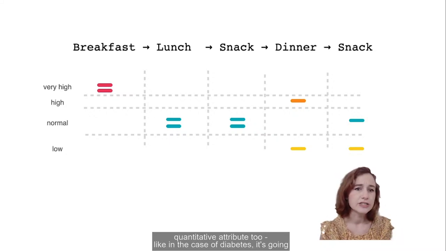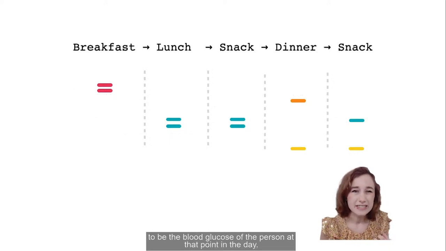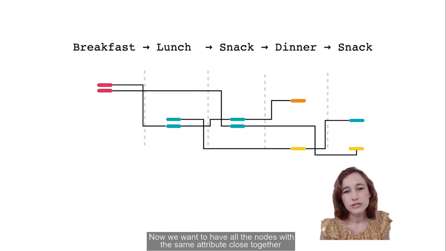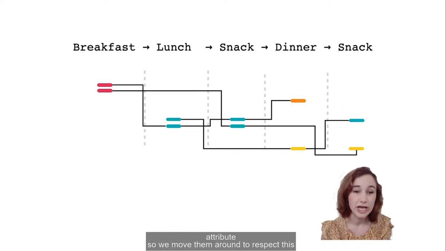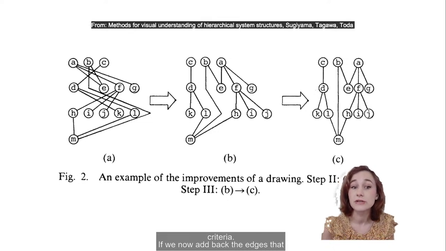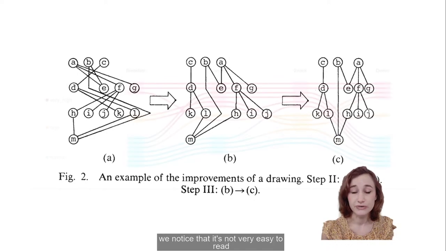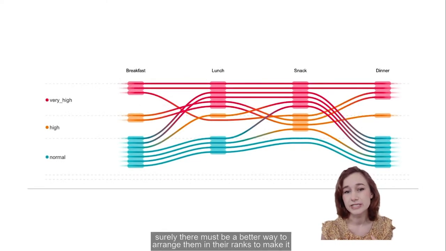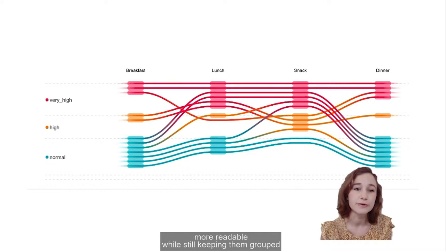If we now add back the edges that connect nodes to the subsequent nodes in the same sequence, we notice that it's not very easy to read. Surely there must be a better way to arrange them in their ranks to make it more readable, while still keeping them grouped together. For this, we use intersection reduction. In this step, we reorganize nodes within the columns in order to make them more readable. Our method is based on the barycentric method, with the difference that we allow grouping and that we keep a hierarchical structure in the groups.